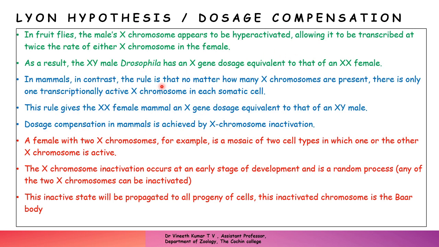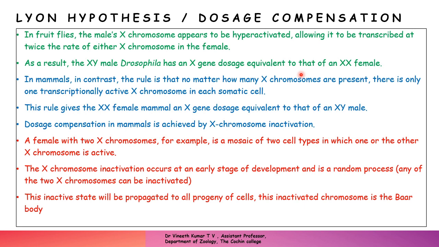So, in mammals, in contrast to this rule, no matter how many X chromosomes are present, there is only one transcriptionally active X chromosome in each somatic cell. This is a simple, one-line definition of what happens in mammals. That is, the rule is that no matter how many X chromosomes are present, there is only one transcriptionally active X chromosome in the somatic cells. That is also to be noted. Somatic cells. So only in somatic cells do you see this dosage compensation, not in the germ cells. In germ cells of every mammalian female, both the X chromosomes are active.